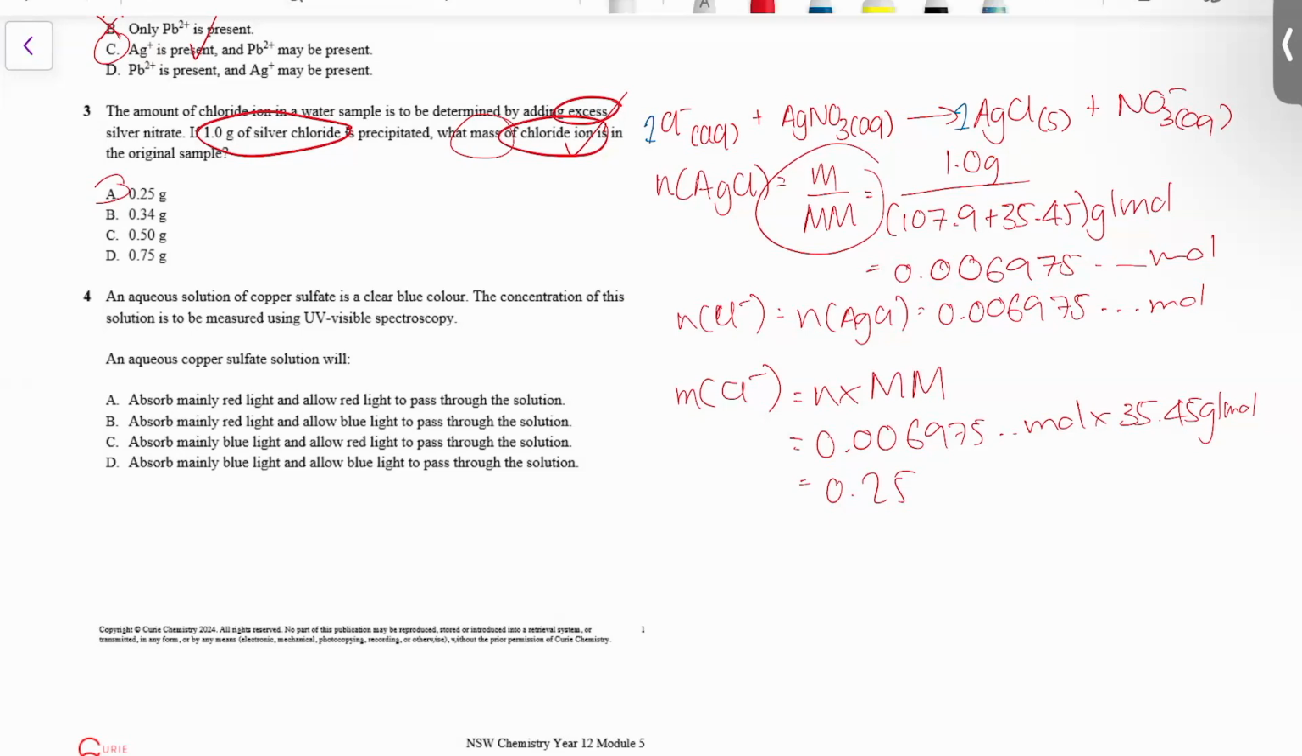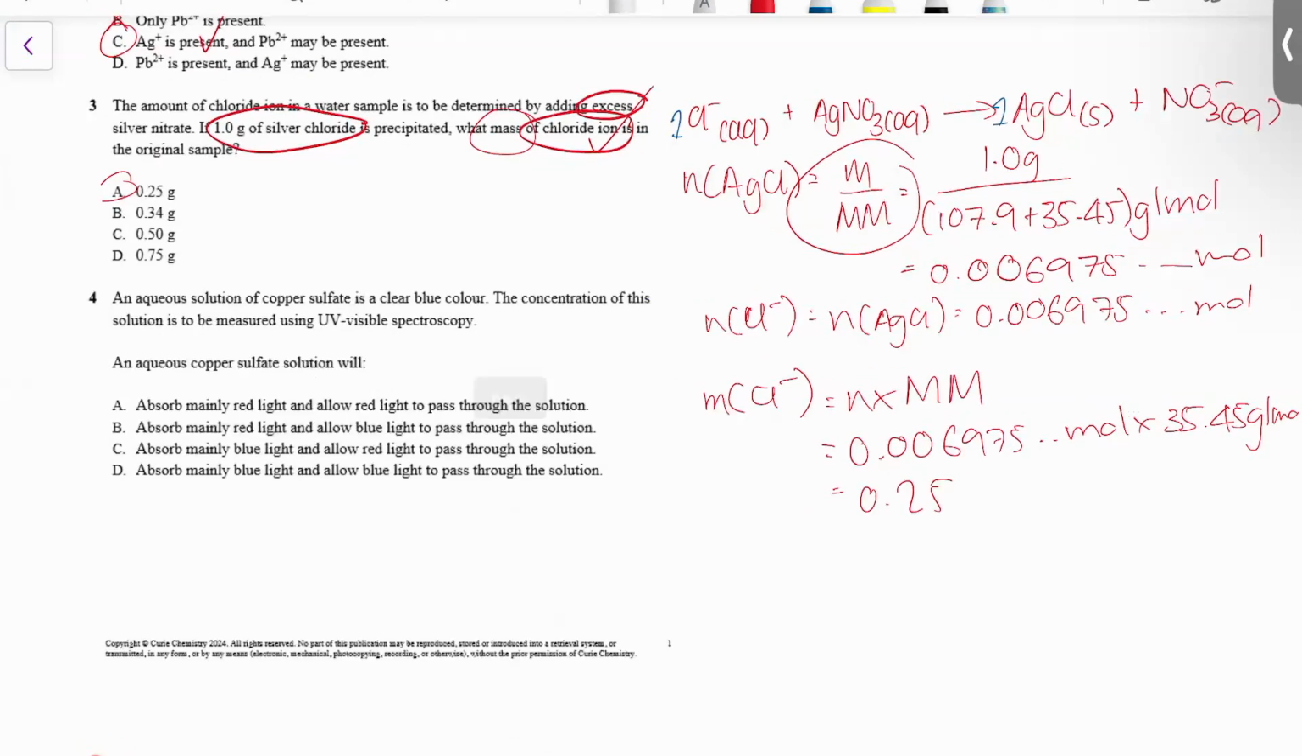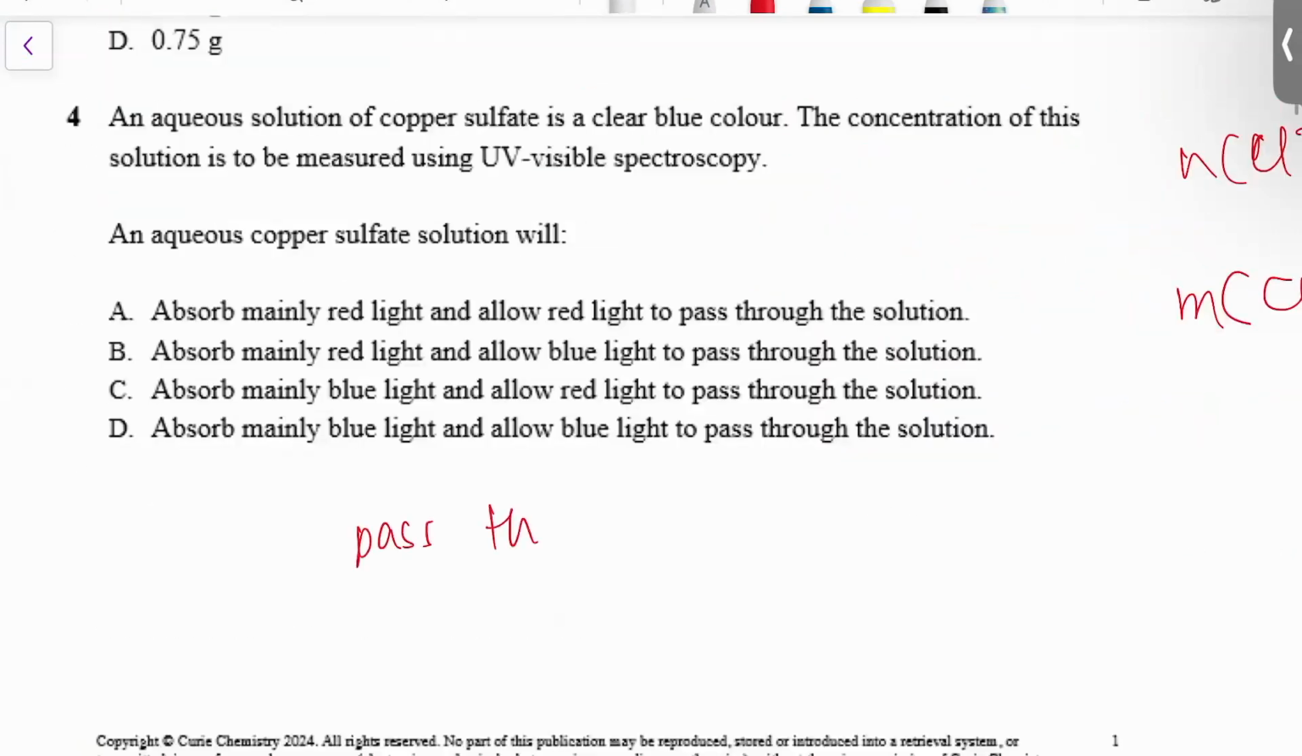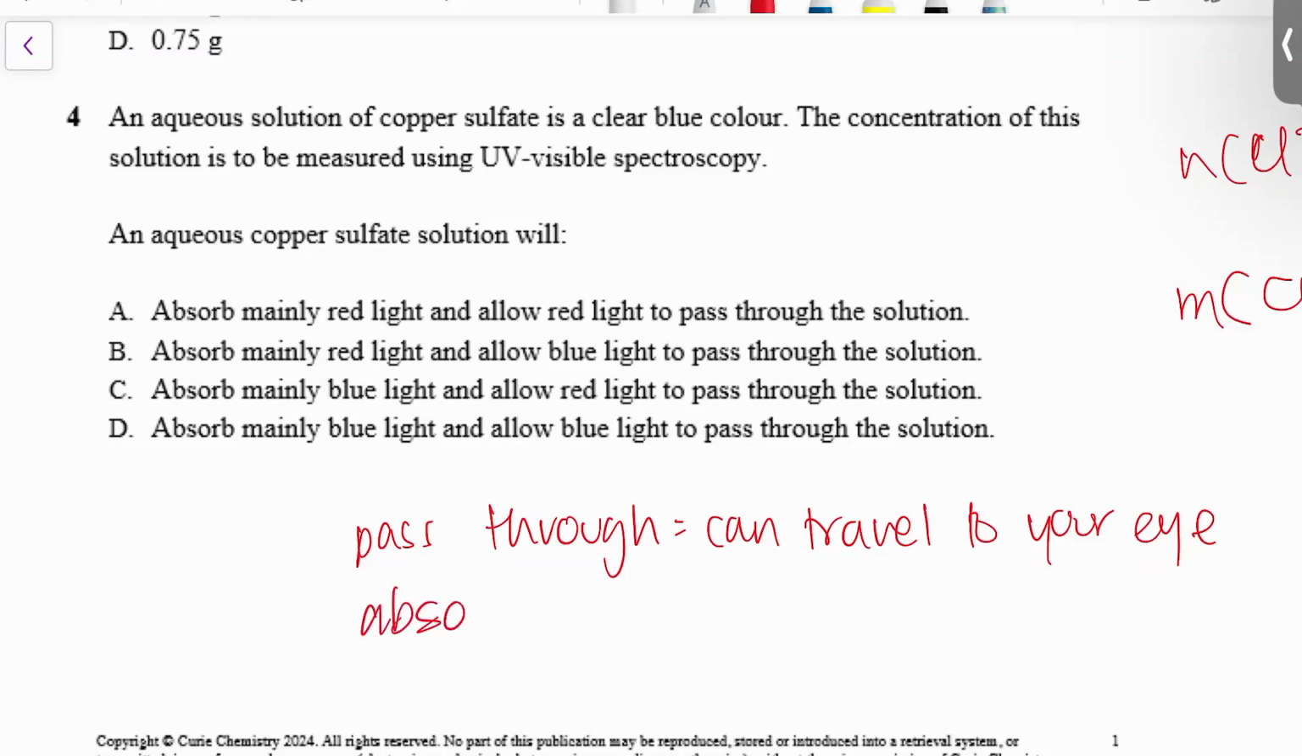Pass through means that it goes through the solution and comes out the other side and goes to your eye. So let's put it this way. If it passes through, it can travel to your eye. So think of it as almost like a ball. If the ball was able to pass through, it would hit you on the other side. So if it passes through, you can see it. And then if it gets absorbed into the wall, it doesn't go to you.